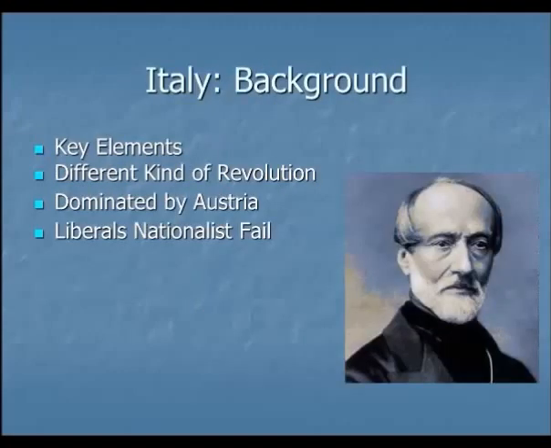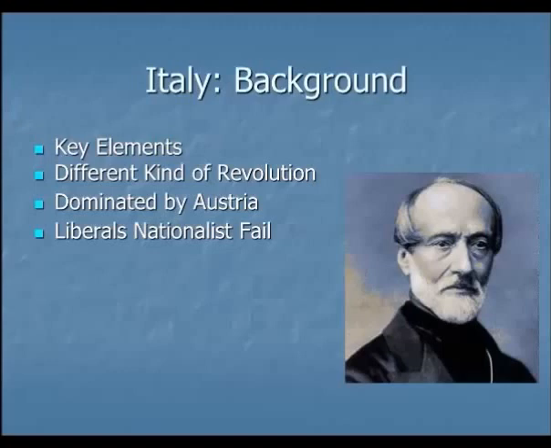Now let's turn, with that background information about the Crimean War, to the establishment of Italy. There's a couple of key elements in terms of the unification of Italy. It was broken up into many different little states. These little states were dominated by Austria, and the Austrians were unpopular in Italy.